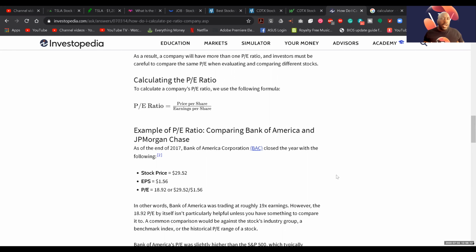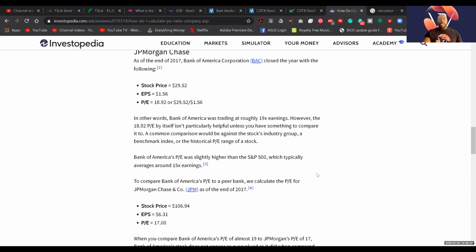What is this actually good for? This tells investors whether a particular stock is overvalued, undervalued, or on target. But how can they do this? As it says here, in other words, Bank of America was trading at roughly 19 times earnings. However, the 18.92 PE by itself is particularly helpless. It's essentially useless, because it has nothing to compare it to.